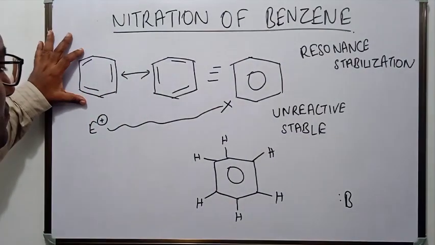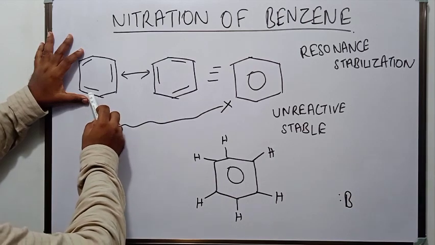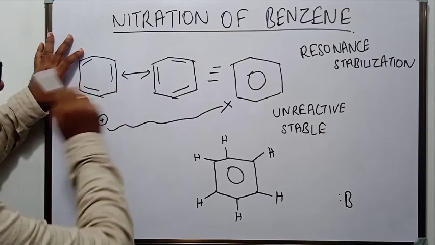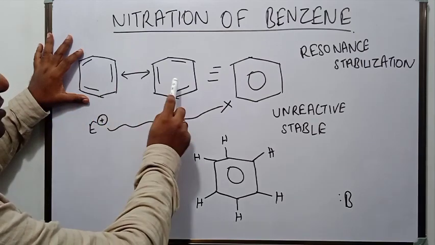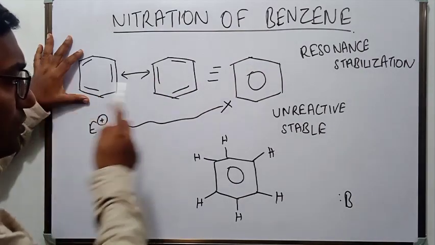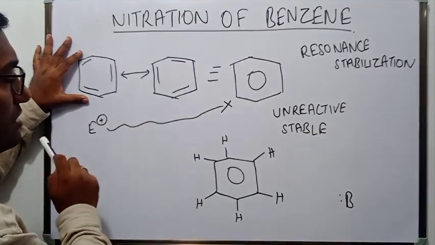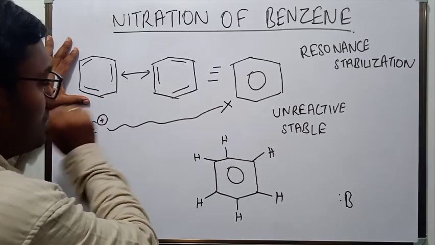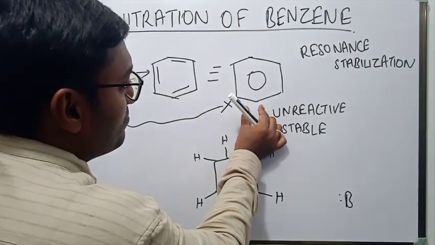For that we have to see the structure of benzene. Dear students, the structure of benzene has 3 double bonds. That means it has 6 pi electrons. The 6 pi electrons of benzene are in constant dynamic motion. So this results in 2 structures of benzene. The combination of these 2 structures is the resonance hybrid structure of benzene.